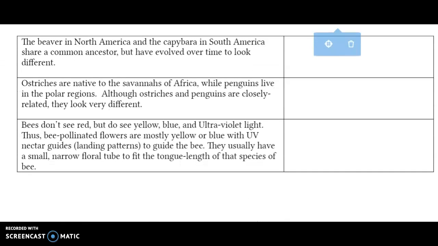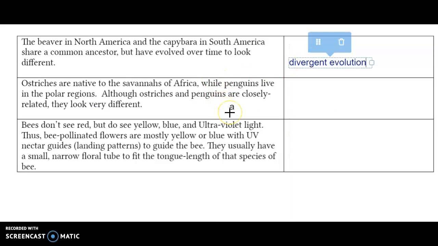The beaver in North America and the capybara in South America share a common ancestor, but they have evolved over time to look differently. They're living in different environments, so they develop characteristics that are more suited to their environment through natural selection. They have diverged from each other. It's divergent evolution.